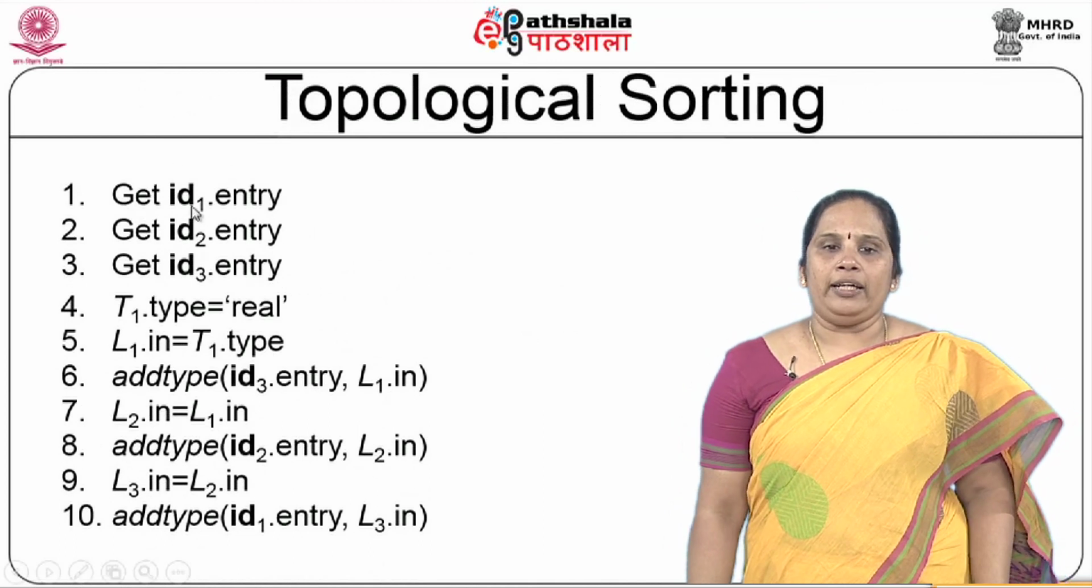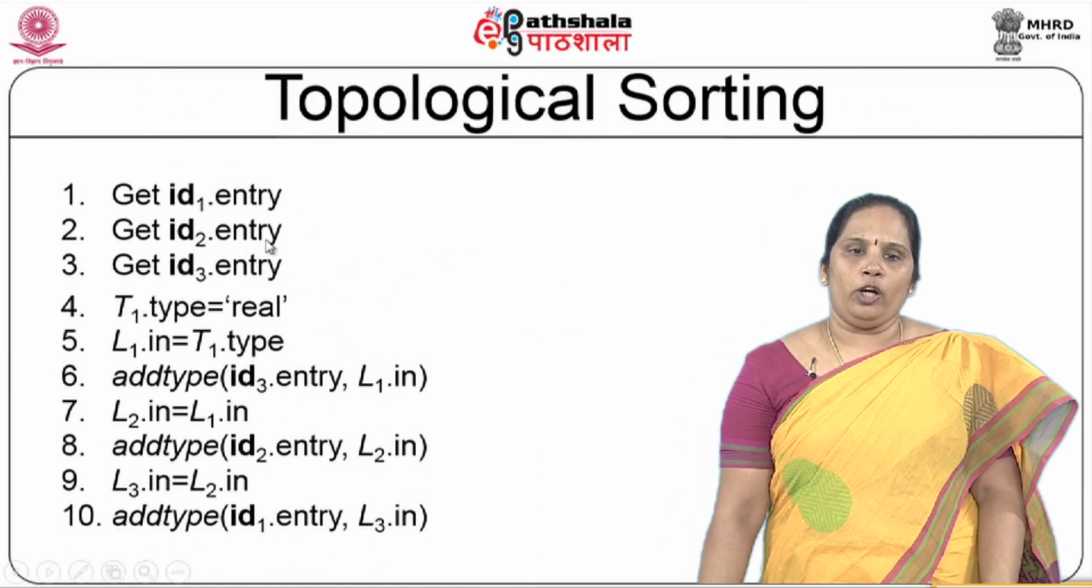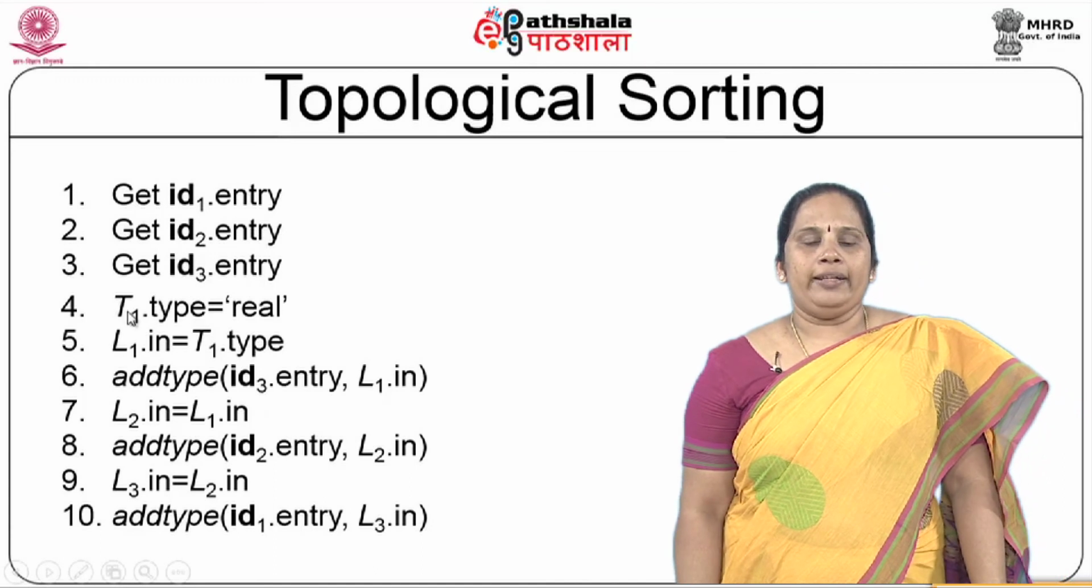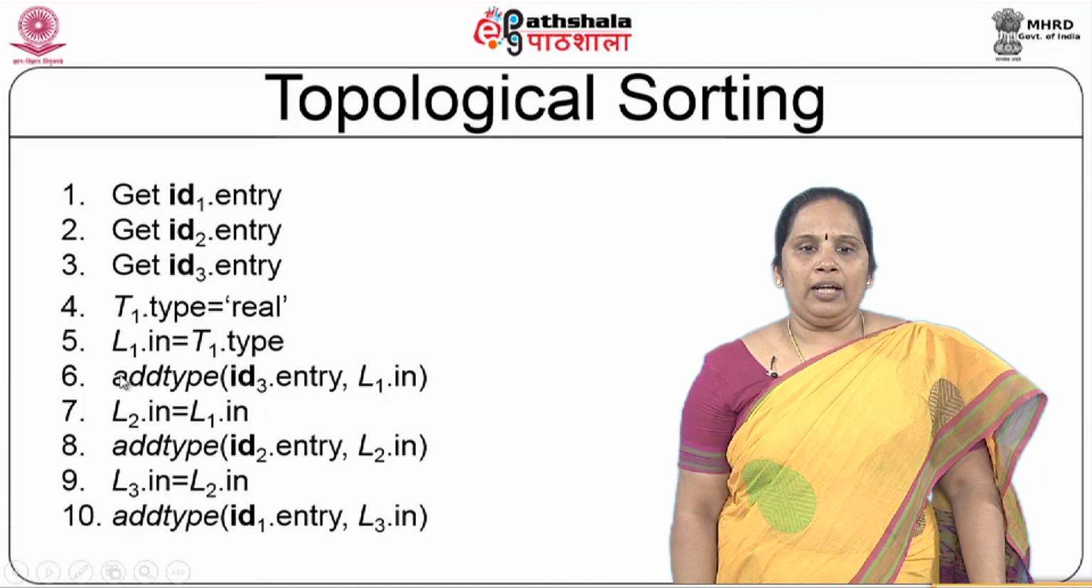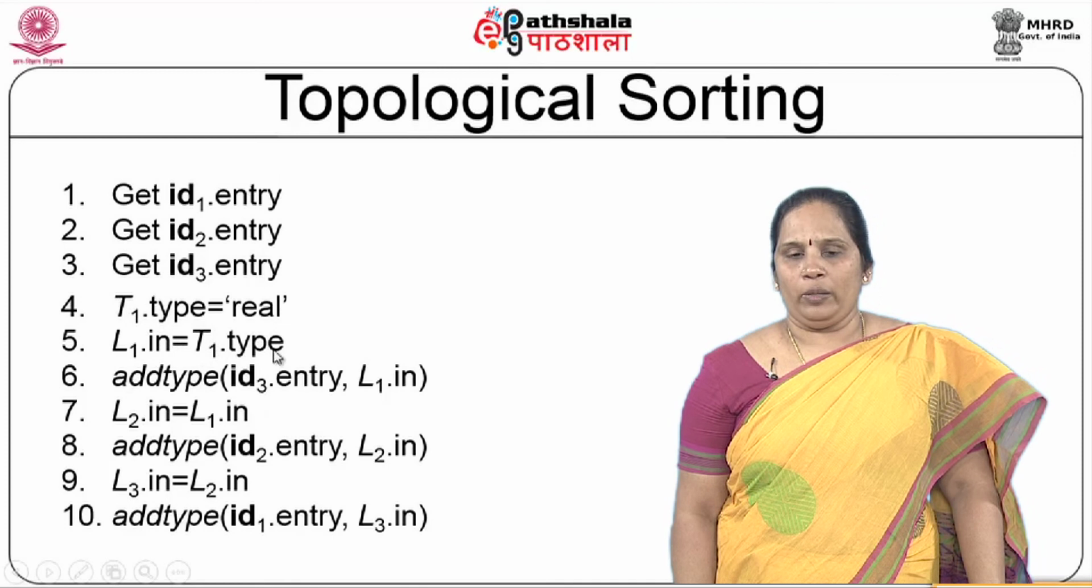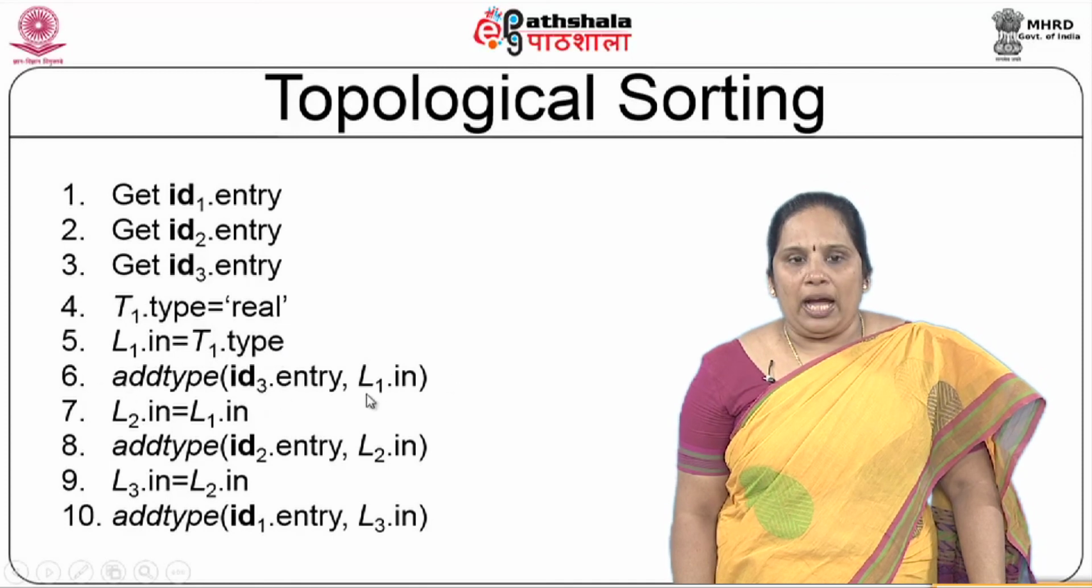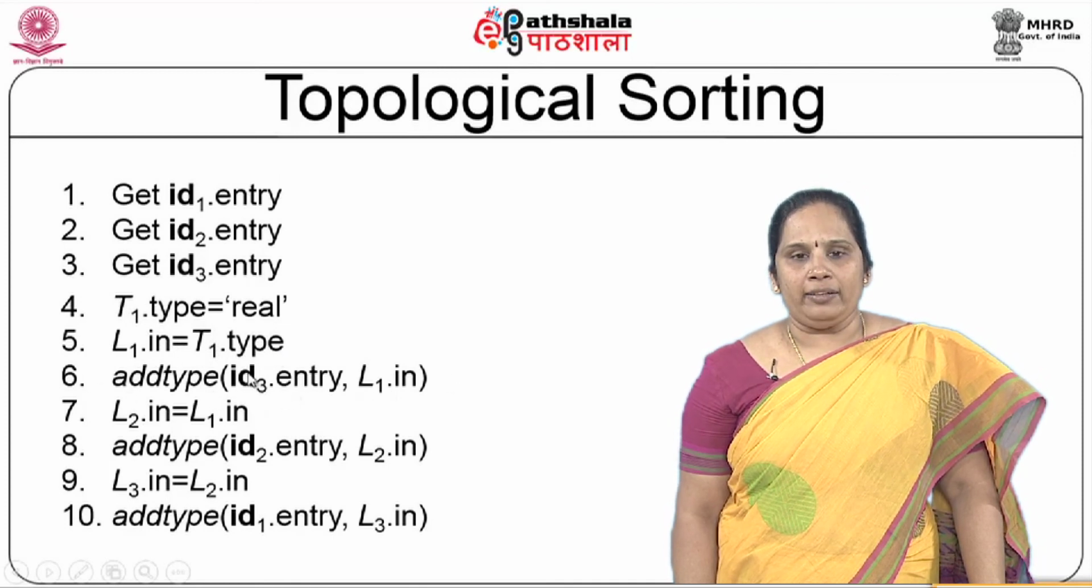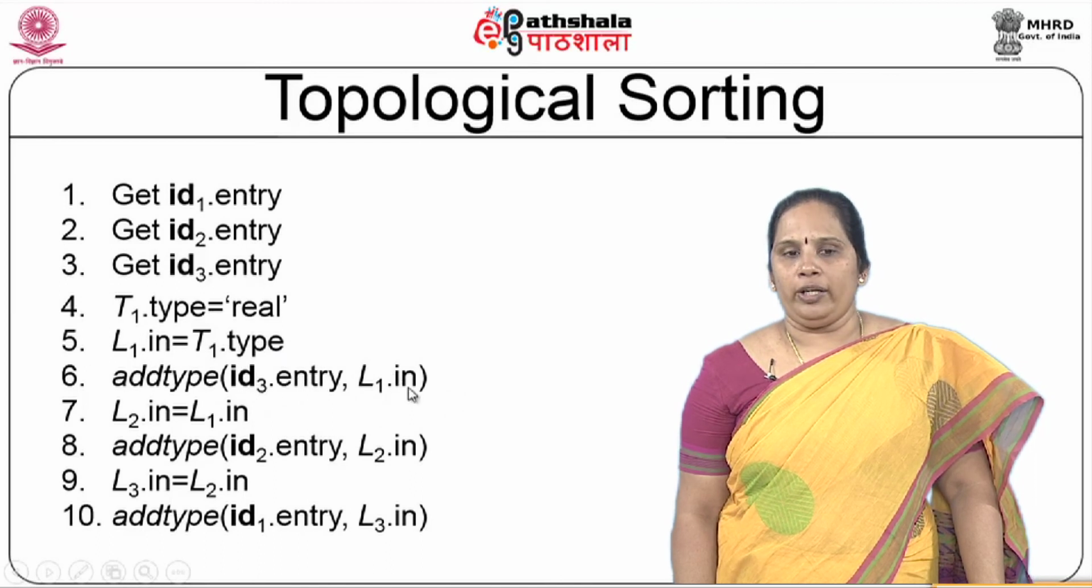So, I will have to get id1.entry first and then id2.entry, then id3.entry, and then I can say t1.type is equal to real, and then I can say L1.in is equal to t1.type, and then I have to add the type of id3 as corresponding to the type corresponding to L1.in.